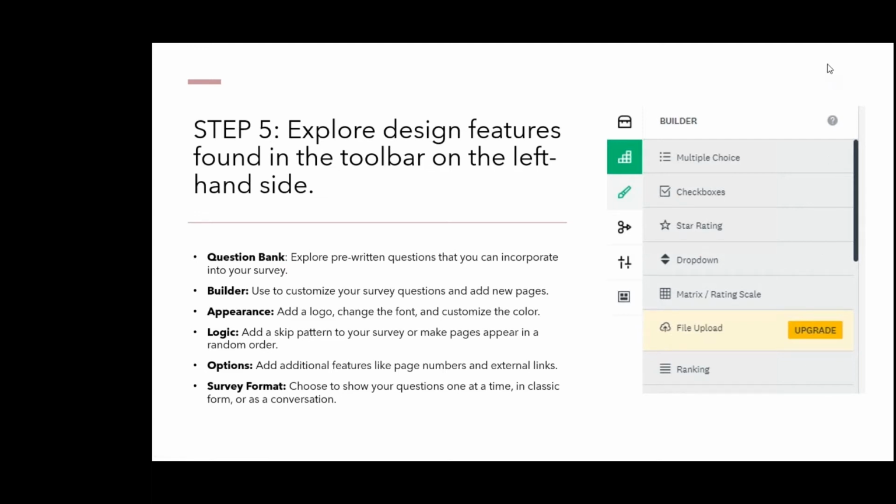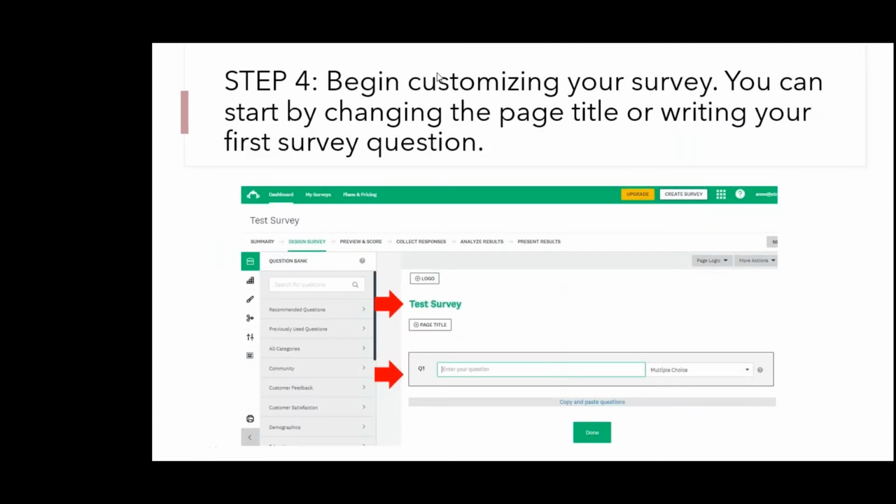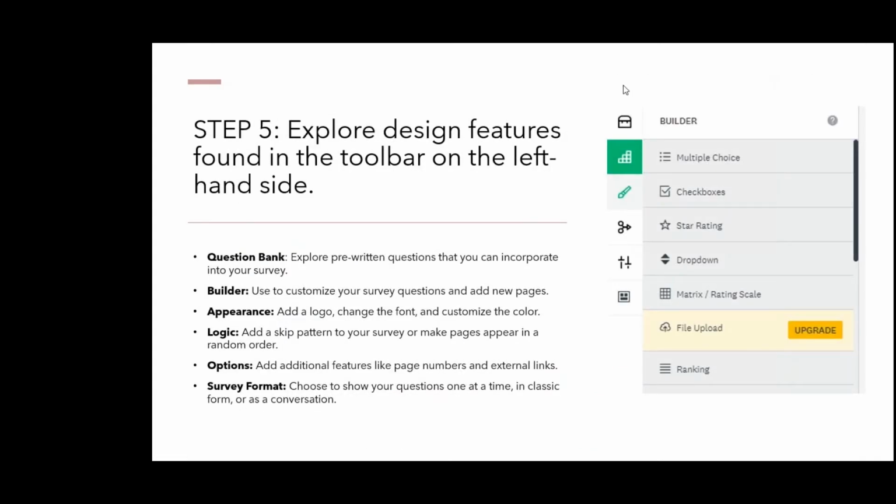So when designing your survey, I wanted to go through some of the features that you can use to do so. On the left-hand side, which you can see on a previous slide, over on the left of those red arrows, there are these little picture icons. What each of these icons are is listed on the step 5 slide.